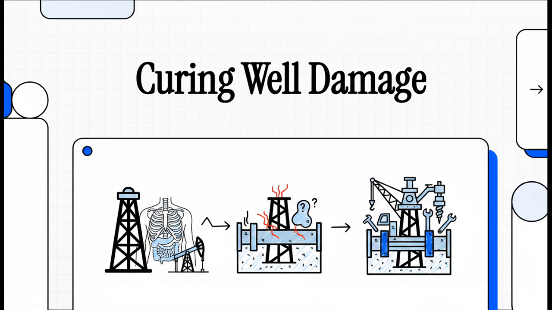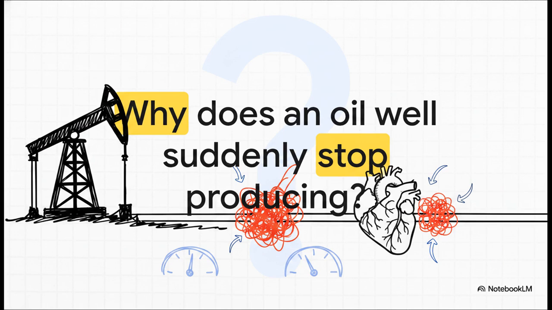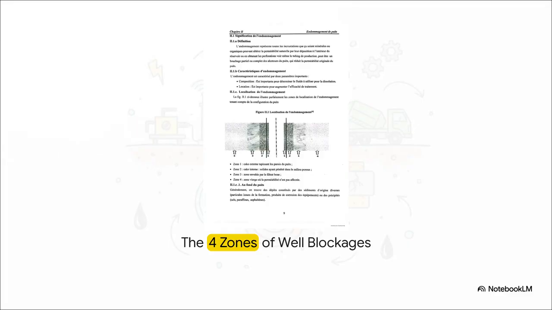Let's get into it. So here's the multi-million-dollar question. Why does an oil well, which has been pumping away perfectly fine, suddenly just stop producing? I mean, think of it exactly like a patient experiencing a severe cardiovascular blockage. The infrastructure is there, the heart, or, well, in this case, the reservoir pressure, is pumping, but the flow is completely choked off. We need to find out why. Okay, let's dive into this.